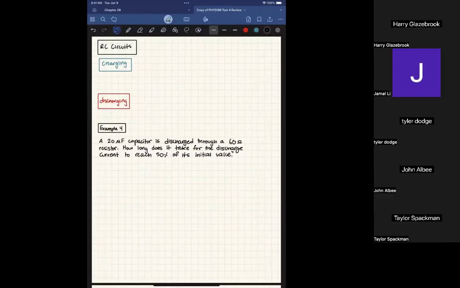Okay, so moving on with chapter 28 stuff, that was all the circuit analysis. Now we're going to go into something called RC circuits. All an RC circuit is a circuit that has a resistor and a capacitor in series. So it's going to look something like this. Here's your capacitor. Here's your resistor.